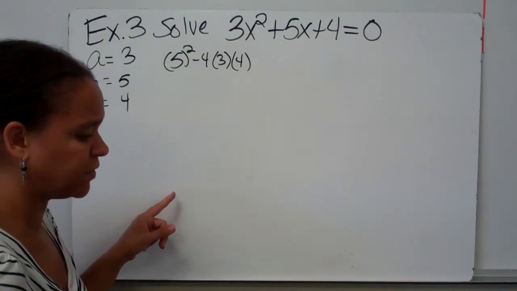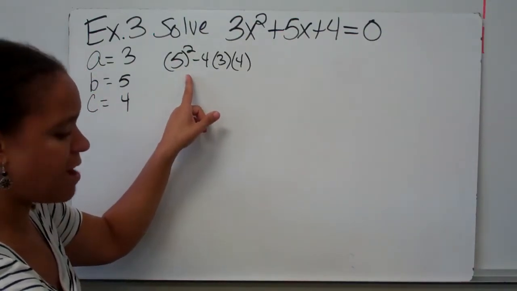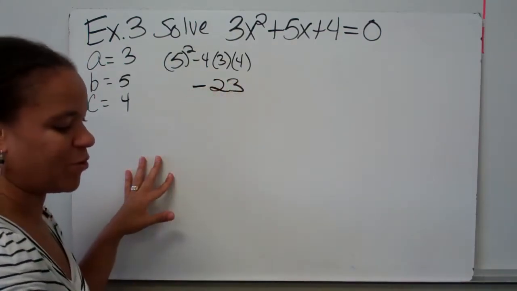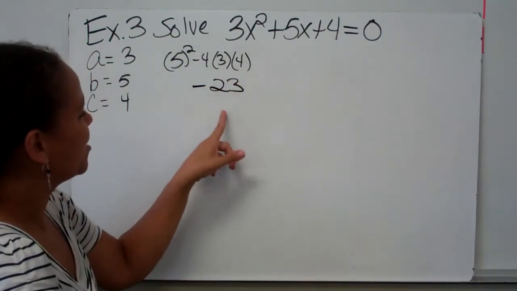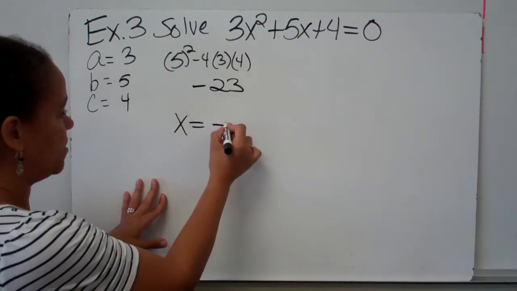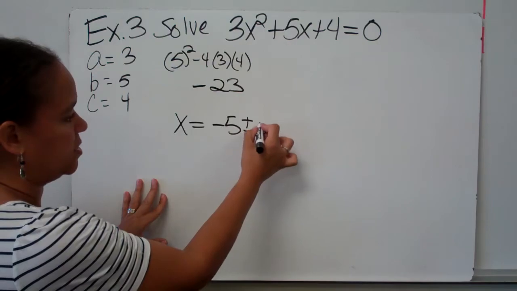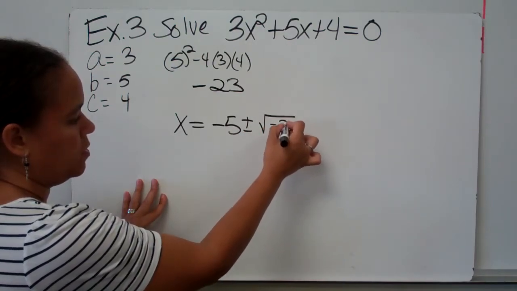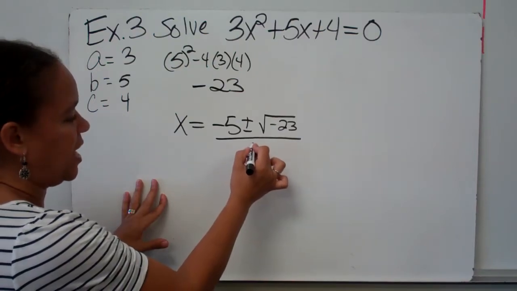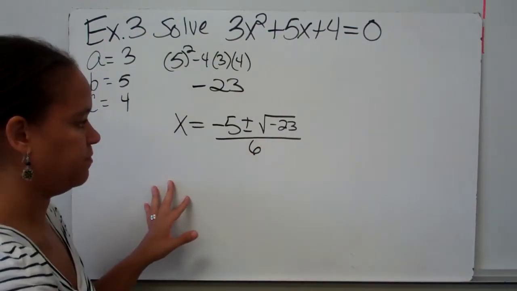So this one's a little different. Let's see what we end up with. 25 minus 48. So we end up with negative 23. Ooh, this is going to be fun. So x is equal to, here's the quadratic formula, opposite of b, plus or minus the square root, b squared minus 4ac, all over 2 times a, which is going to be 6.